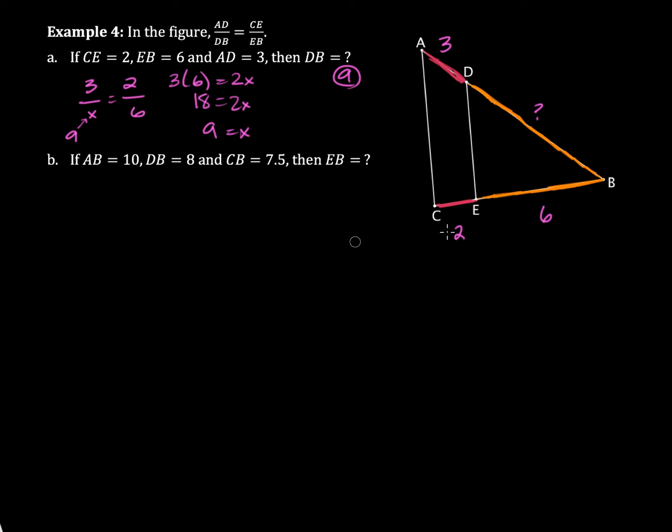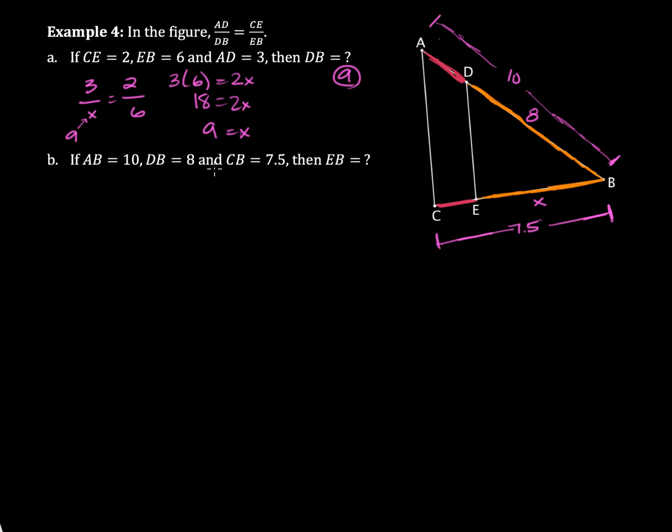Now in part B here, we got some new values for some of these measurements. So let me get rid of these old ones and stick in these new ones. AB is equal to 10. Oh, AB, that's this whole side here. That's the red plus the orange. So I'm going to write that like this. This whole thing is 10 right there. And DB is 8. CB, so that's this whole side, is 7.5. And I need to know what EB is, so I'll put an X right there.